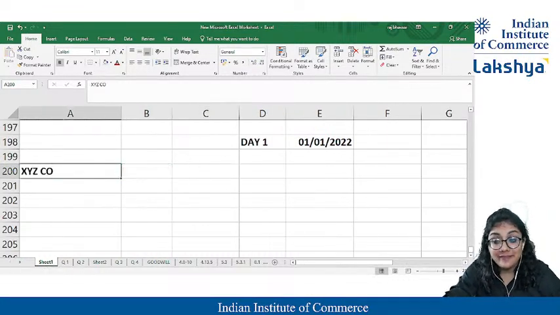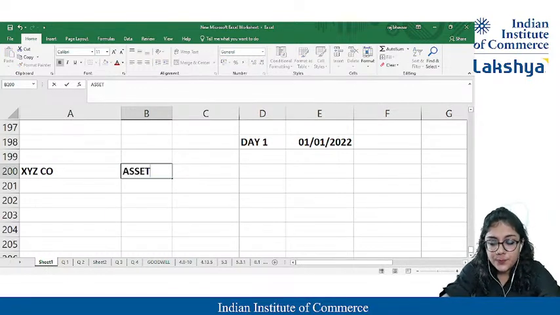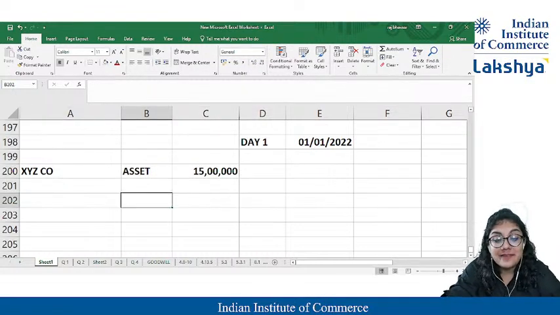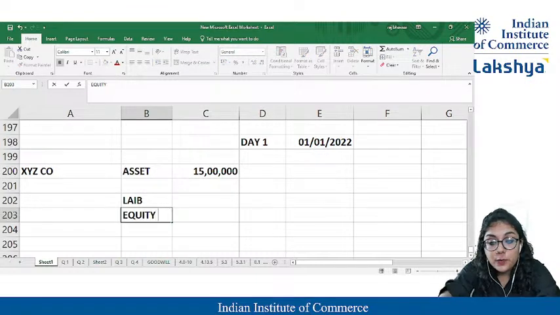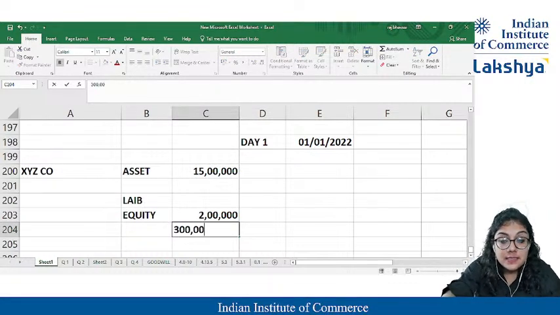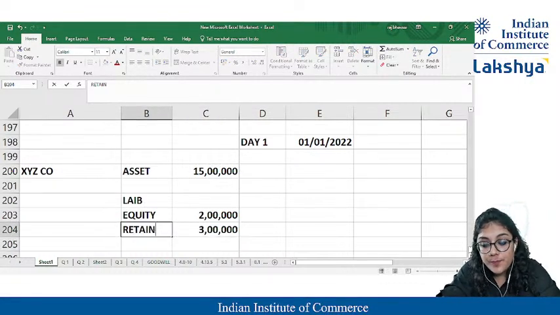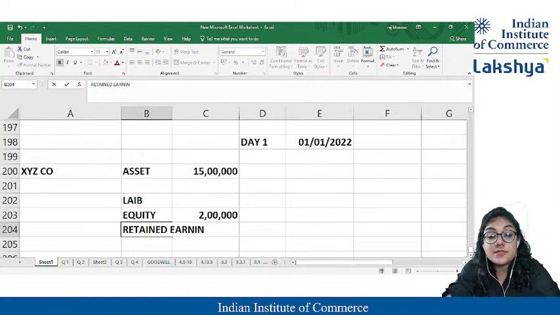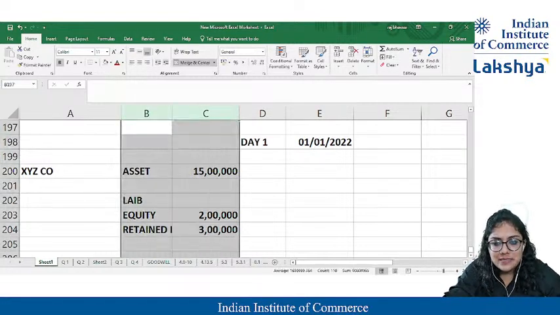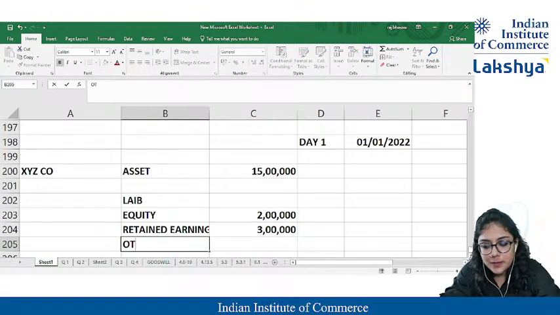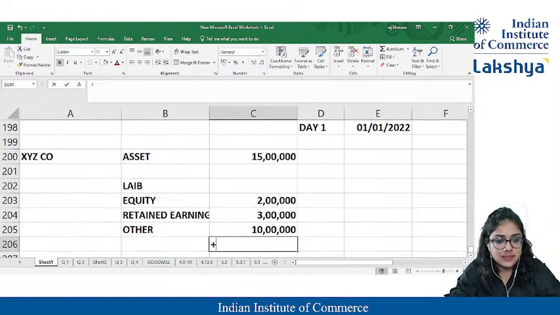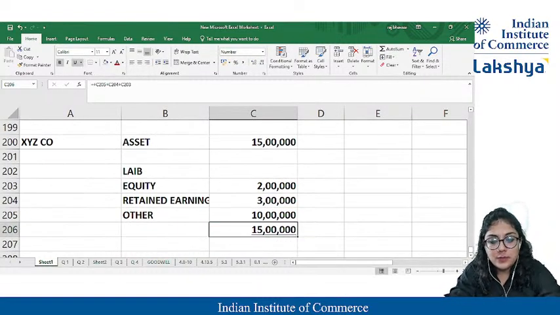XYZ company is already having assets, for example, total assets of 15 lakhs. XYZ company is having liabilities. In that, it has an equity worth 2 lakhs. Over here, 3 lakh is the retained earnings. Retained earnings means they have already earned something, like the P&L account. And then they have some other liabilities also, which could be like 10 lakhs. So by now we have completed 15 lakhs. Then my assets and my liabilities are going to get tallied.